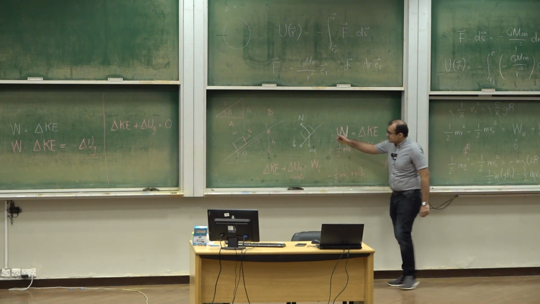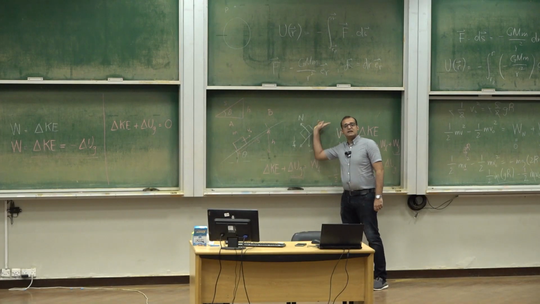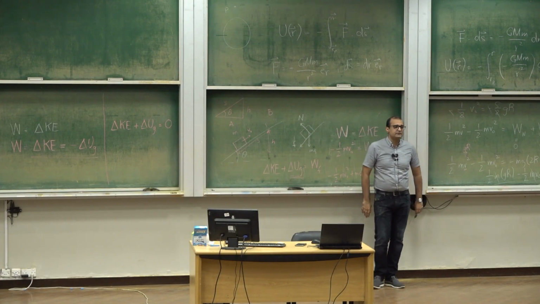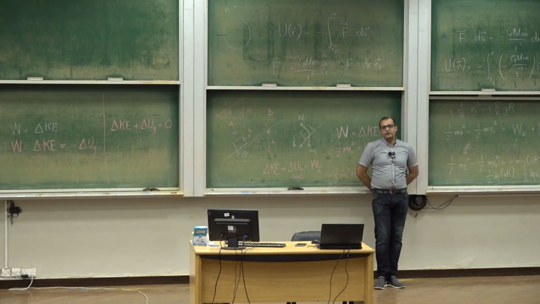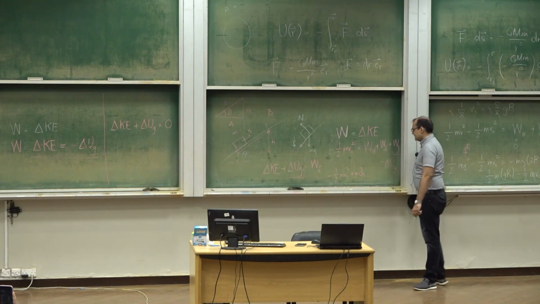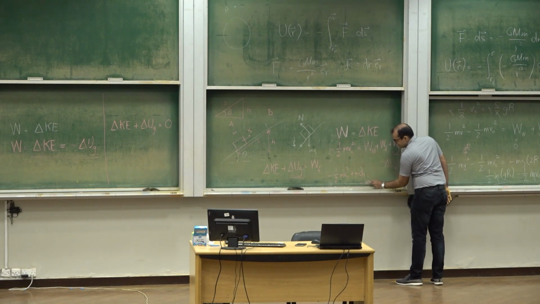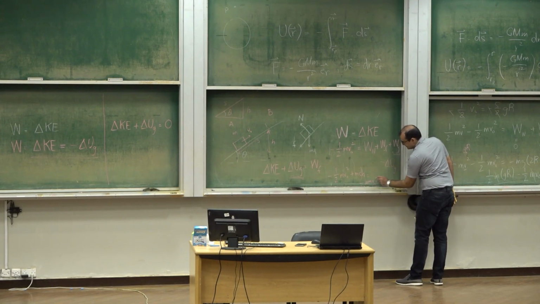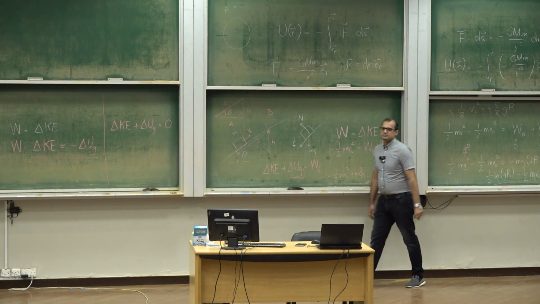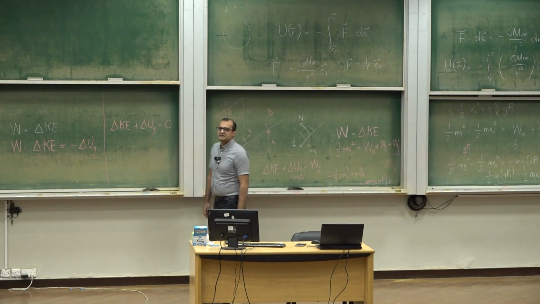What's the work done by the friction force? Well, the friction force is down the slope, the displacement vector is up the slope. As the block slides, the friction force is constant. The friction force is always equal to mu times n in this case. What's n in this case? Mg cos theta. What's the friction force then? Mu mg cos theta. What's the work done by the friction force then? Minus mu mg cos theta times s. That's the work done by the friction force.